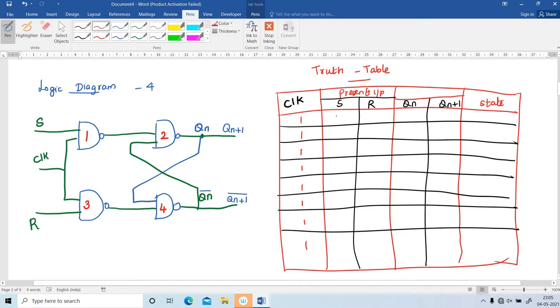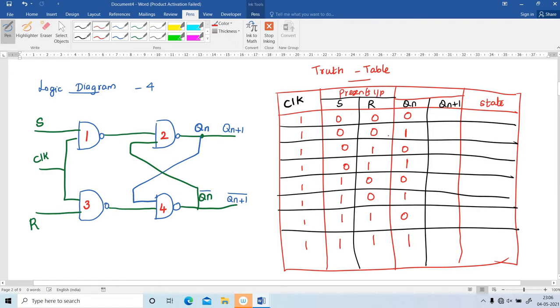First combination for SR is 0, 0, and the Qn value is 0. Second combination also 0, 0. The present state we have assumed as 1. Third combination 0, 1, with present states 0 and 1. Next 1, 0, with present states 0 and 1. The last also 1, 1, with present states 0 and 1.